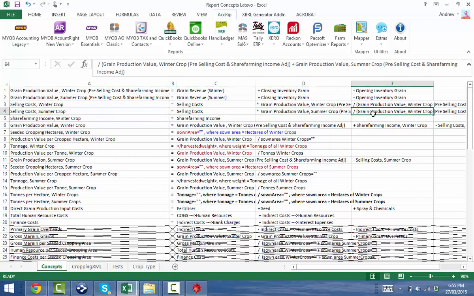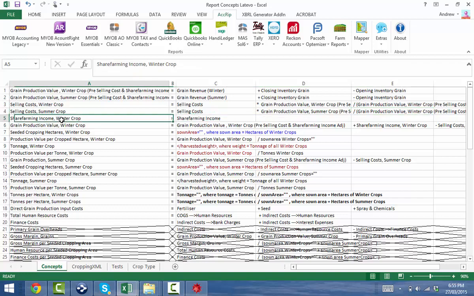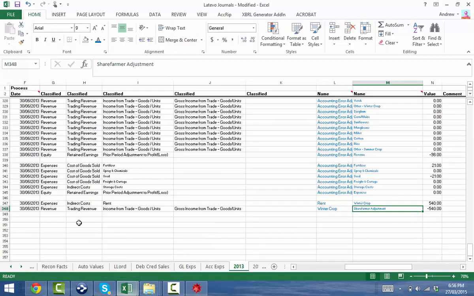That's our factor. And then we have share farming income, and this was always by default on the winter crop. Only share farming income is split on winter crops. Problem is we don't know which winter crop, so we're not going to spread it across the winter crops, which was my initial plan. The way they want it now is simply doing it like this.